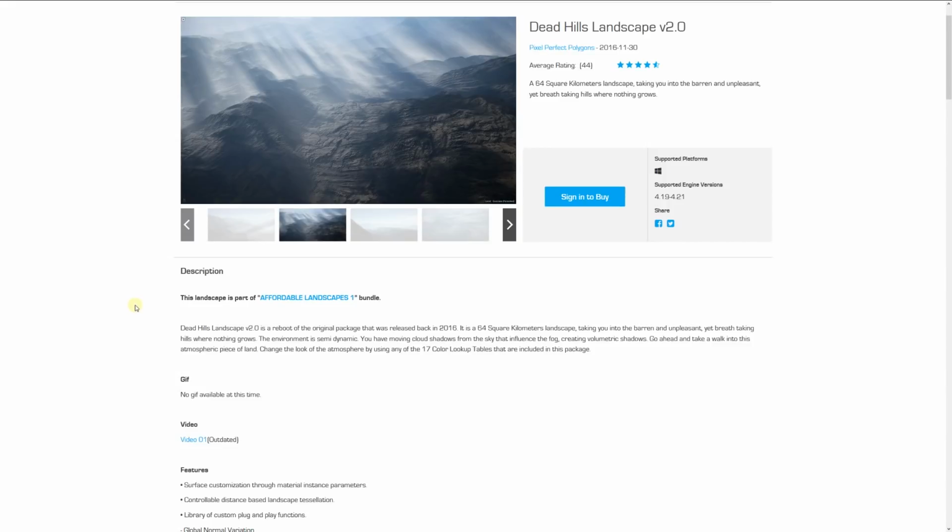The third feature is the Dead Hills Landscape version 2, which is a reboot of the original one, which featured on the store, and it's a 64 kilometer landscape which is relatively barren, has some interesting dynamic environment features which include cloud shadows and other things, with a lot of different atmospheres created with lookup tables, so there's a lot of variety here.